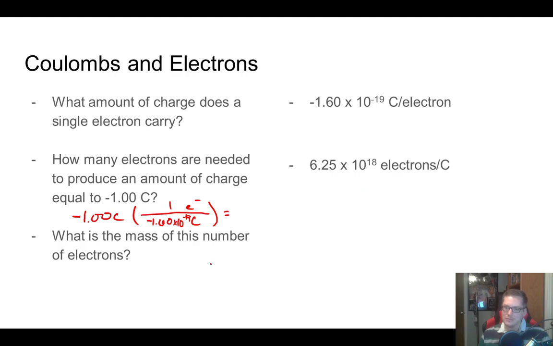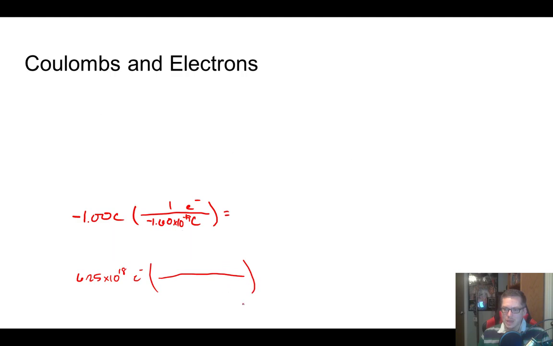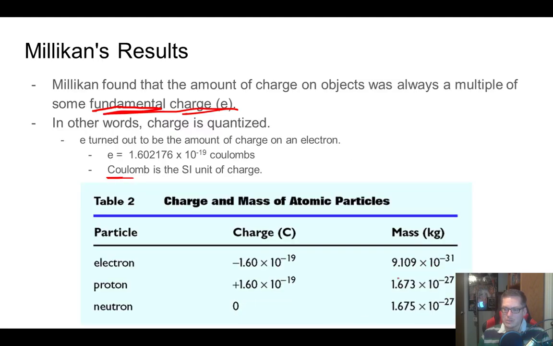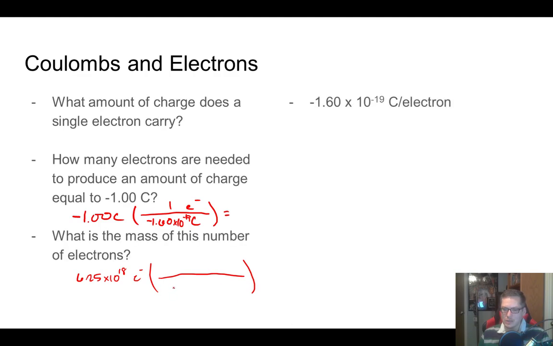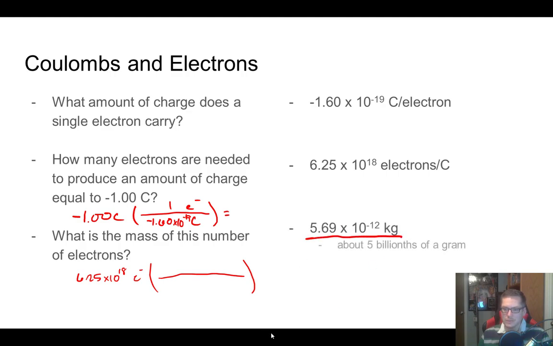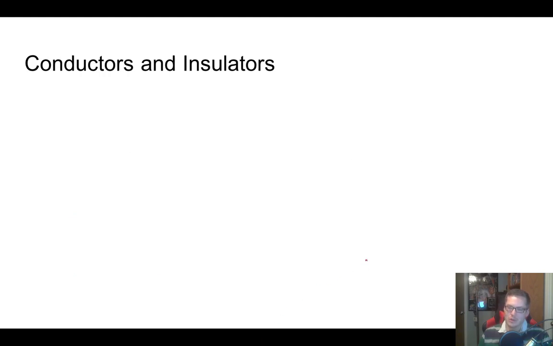All right, so in order to get 1 coulomb, you need a lot of electrons. What is the mass of this number of electrons? Well, we just take our 6.25 times 10 to the 18th electrons, and then we just do a little bit of math, and we're going to use this mass of electrons right here, 9.109 times 10 to the minus 31st. And so then you get this for your mass right here, about 5 billionths of a gram. It's a small amount. Okay.